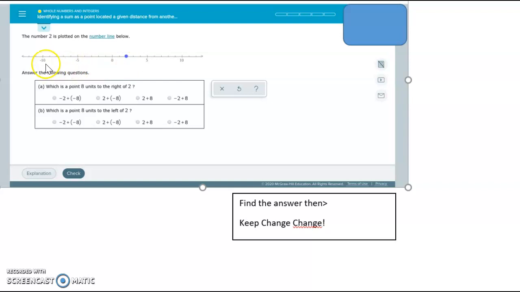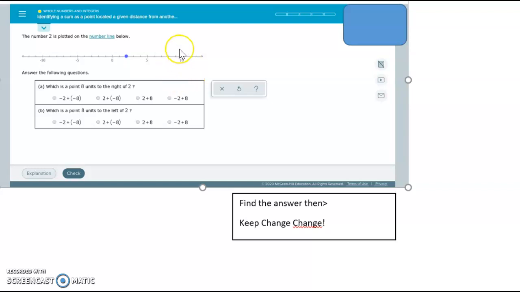Okay, so in here it says the number 2 is plotted on the number line below. So as you can see, that's 0. And then we have -1, -2, -3, -4, -5, and so on. And in here we have 0, 1, 2, 3, 4, 5, and so on. So it says, which is a point 8 units to the right of 2. So 8 units to the right of 2. So let's skip to the right. 1, 2, 3, 4, 5, 6, 7, 8. Okay, so we stopped at 10.